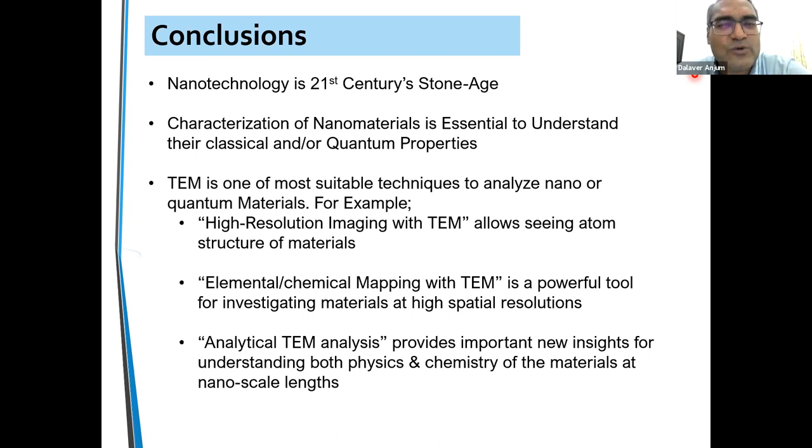And the characterization of these stones, which we call nanomaterials today, is very essential. It is basically the key to understanding the difference between classical properties and quantum properties. For all that, TEM gives big potential to look at the properties, the composition, the structure, you name it, size and shape as well. It is one of our most powerful tools to look at nanomaterials. It not only allows us to understand the overall material, but also the physics and chemistry, like bonding.